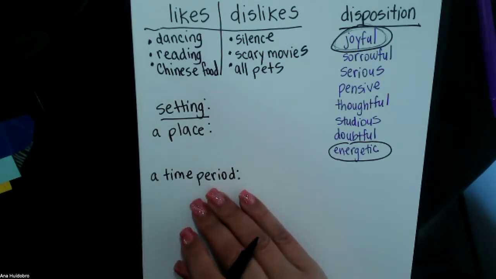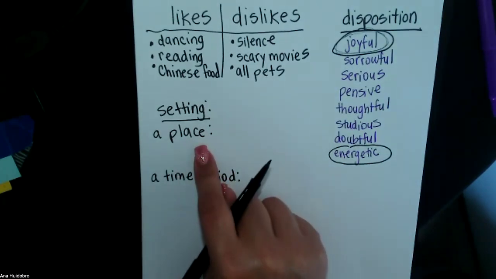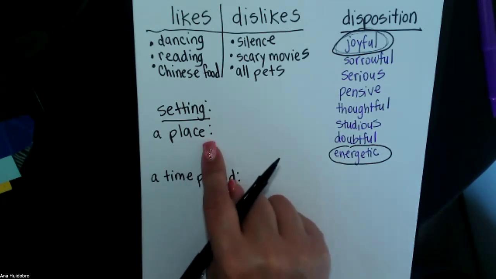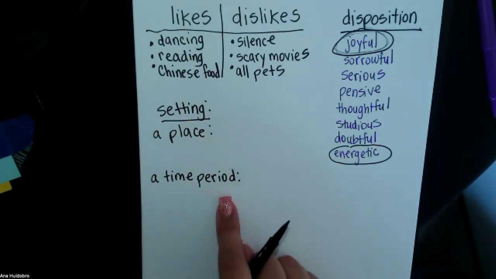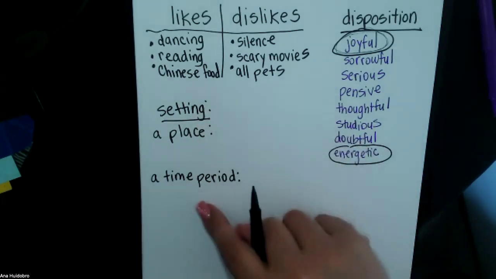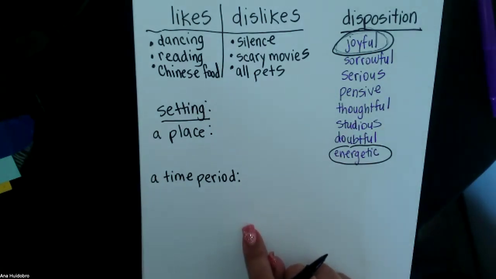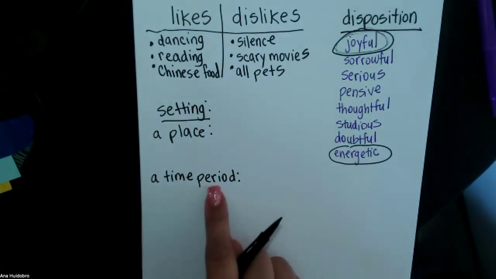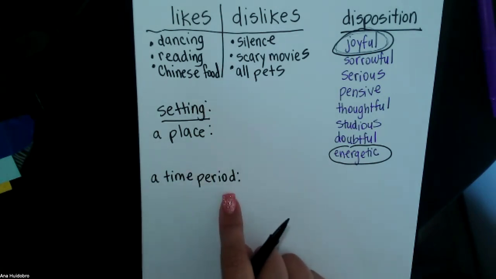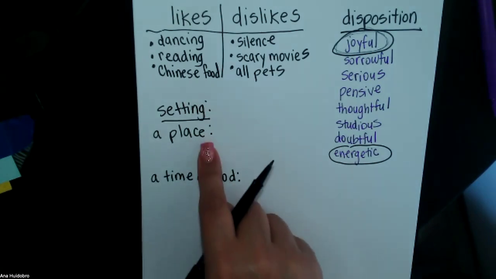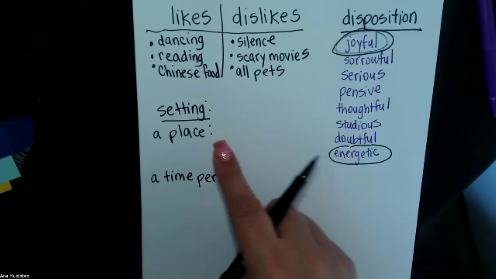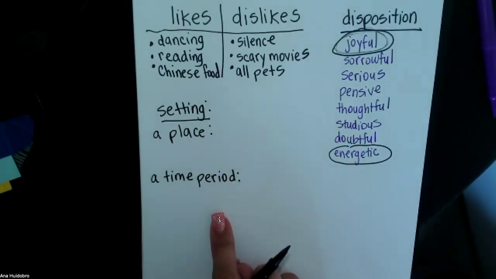So let's say your character was a 68-year-old man named Roy, and he lived in Tennessee. That's the place. And he lived in the year 1754. That's part of the setting, a time period. If this were more fantasy, it could be a talking robot who lives in the year 3050 on Mars, right? So a place and a time period can be part of the setting.